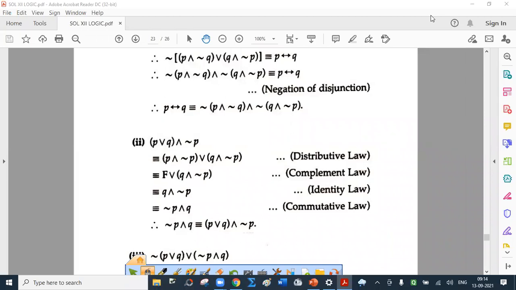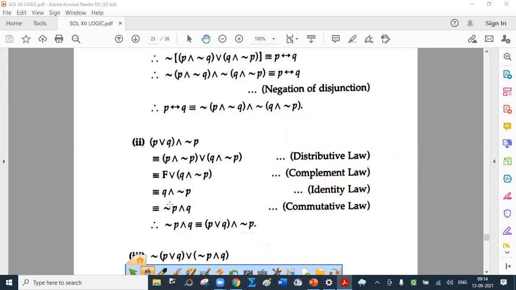Second, not P and Q is equivalent to (P or Q) and not P. So we begin with this, (P or Q) and not P. Use the distributive law. So it is (P and not P) or (Q and not P). Now P and not P is what? Definitely it is false, complement law. What is false or this? It is nothing but the same, Q and not P.